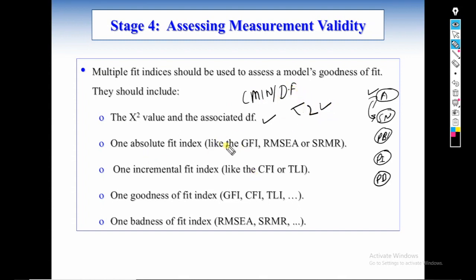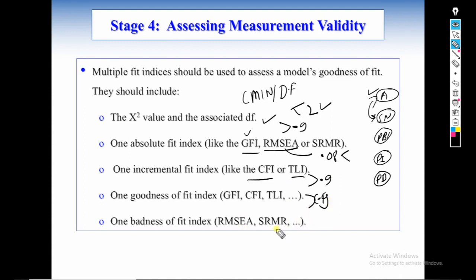And one absolute fit index is GFI, a goodness of fit index, and its value should be greater than 0.9. RMSEA is a badness of fit index, its value should be less than 0.08. Another is CFI and the TLI, the Tucker-Lewis index, its value again should be greater than 0.9. And one more goodness of fit, you can take CFI, its value again should be greater than 0.9.